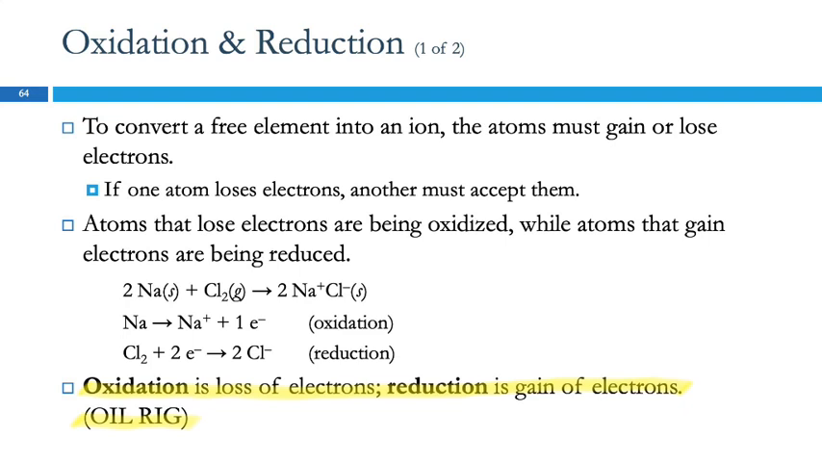And this little mnemonic here, OIL RIG. Oxidation Is Loss of electrons. Reduction Is Gain of electrons. OIL RIG. Oxidation is loss of electrons. Reduction is gain of electrons. Unless you use these terms all the time, it's really kind of hard to keep them straight. And I teach this stuff every semester, but in between, I don't think about it very much. And so when I identify an oxidation or a reduction, in my head, I'm thinking OIL RIG, because otherwise I'm going to get confused.